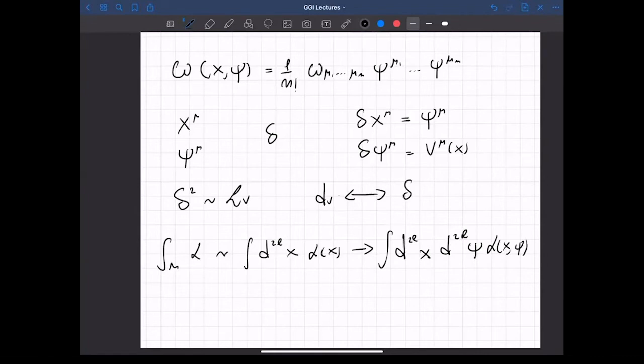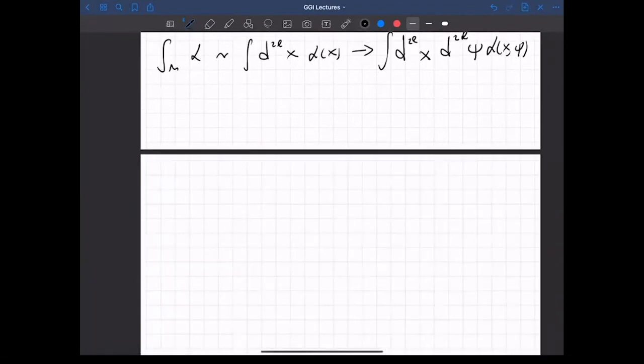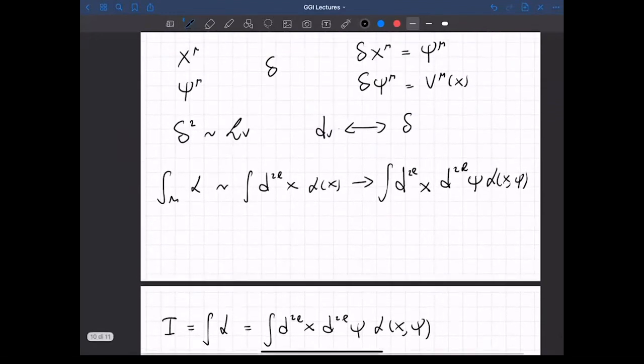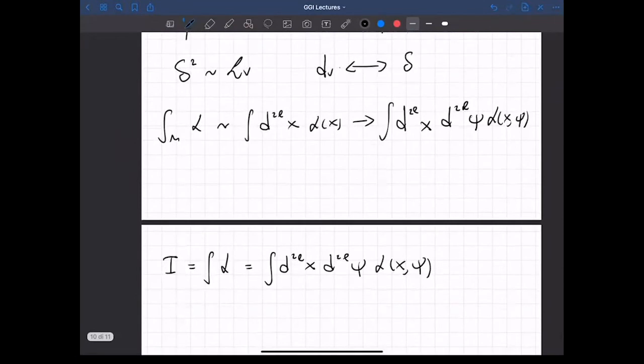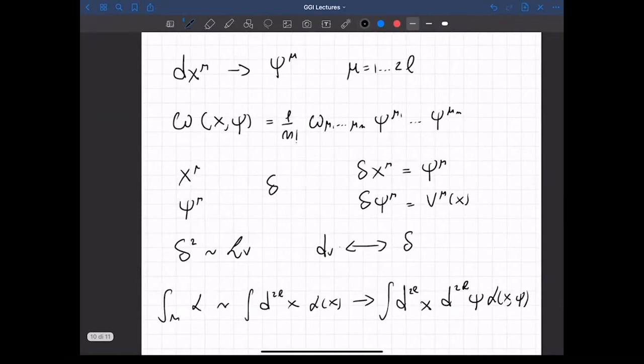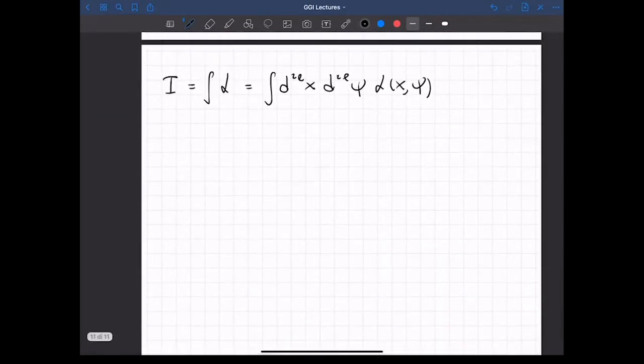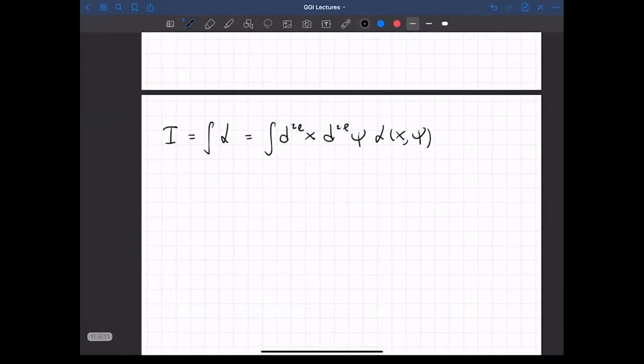So my goal now becomes to compute the integral of alpha, which coincides with the integral of this new way of writing alpha of x and psi, which is just another way of writing differential forms. And as I consider the equivalently closed form, now I consider super forms which are invariant under supersymmetry. Period.